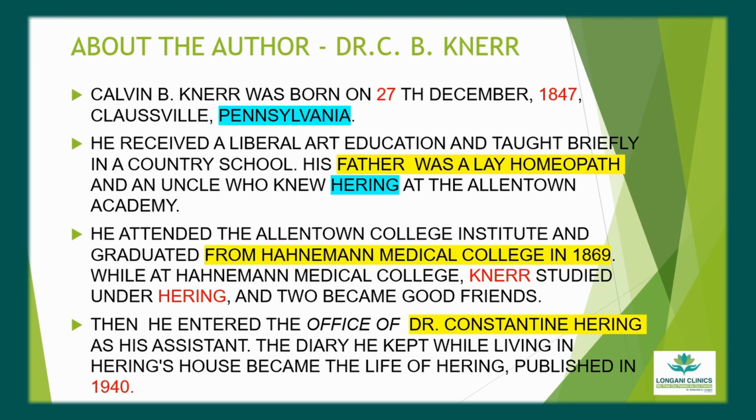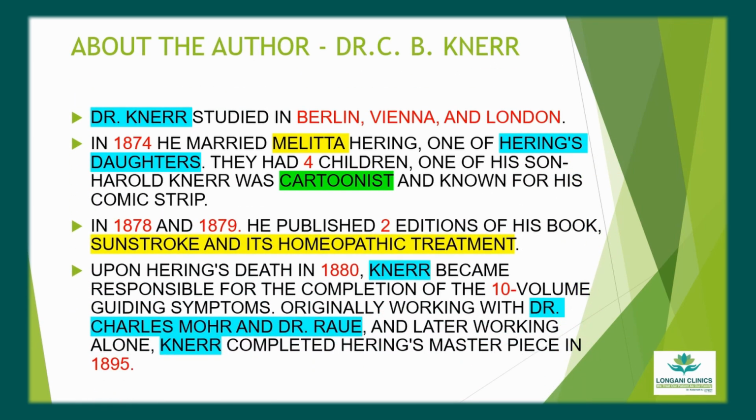It was published in 1940. Dr. Neil studied in Berlin, Vienna, and London. In 1874, he married Melita Hering, one of Hering's daughters. They had 4 children. One of his sons, Harold Neil, was a cartoonist and known for his comic strip. In 1878 and 1879, he published 2 editions of his book, Sunstroke and its Homeopathic Treatment.